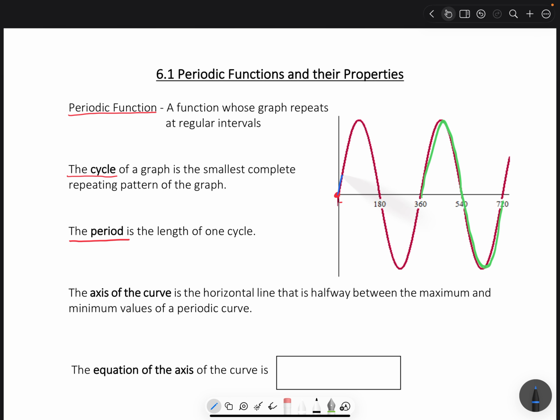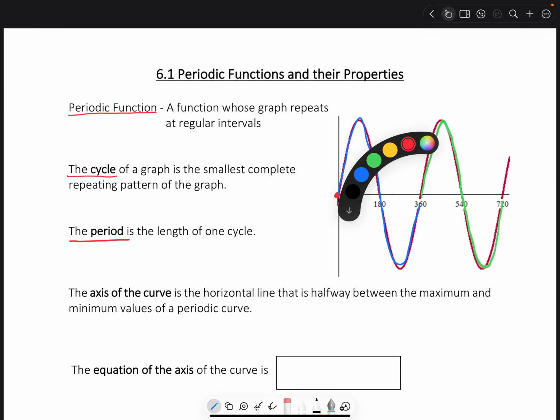I'll highlight this graph again. The blue graph is the simplest graph, one graph which keeps getting replicated over and over again towards the right. Now we take this graph and look for the length of one cycle, meaning how many x values it takes to complete this one cycle.